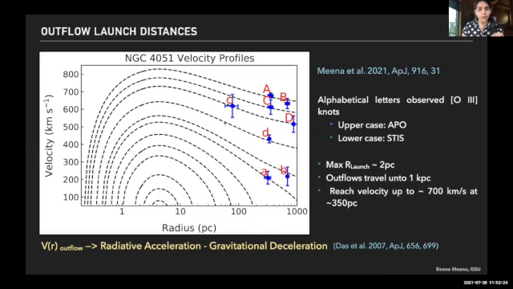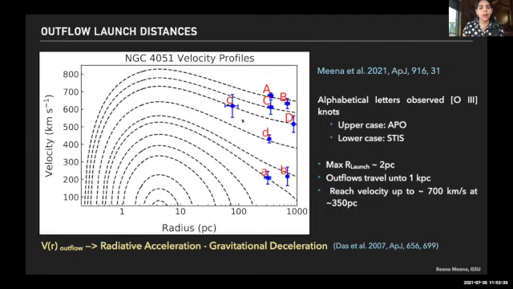And as you can see from this plot, if you launch a cloud beyond 6 parsec, then the clouds quickly turn back to the host galaxy, and cannot be radially driven outwards.